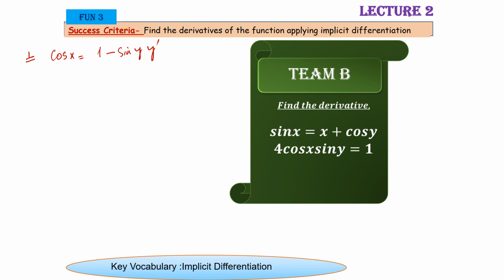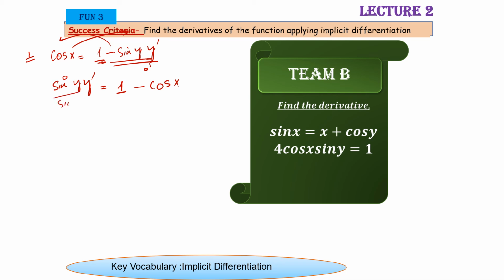Now, there are two possibilities here. Sin y, y prime is with the negative sign. Bring it on the other side, so it will become positive. So, it will give you sin y, y prime. Keep the 1 as it is, and cosine x bring on the other side. So, you will get negative cosine x.